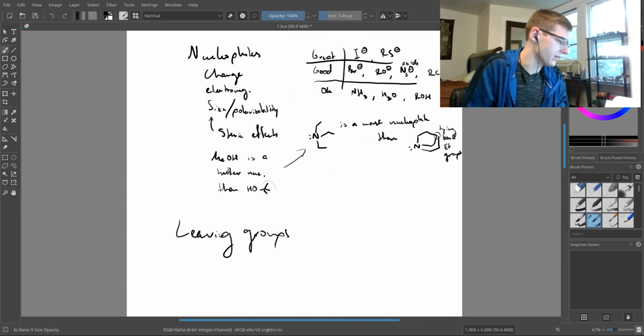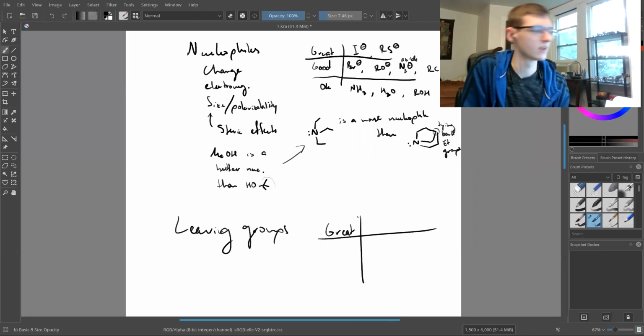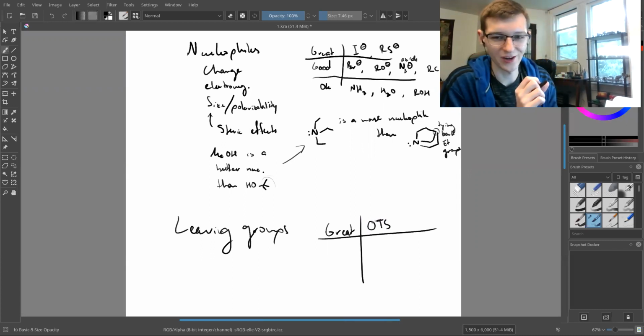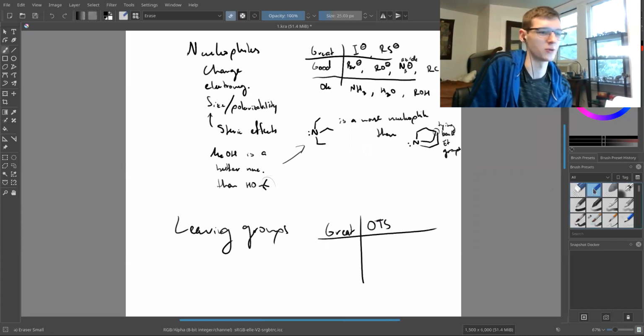Right, and similar sort of deal. We can write a table, right? There's some really great leaving groups. So some really good ones, and let me know, has Professor Molander in the recorded lectures or Dr. Callender mentioned OTS, O-tosyl?